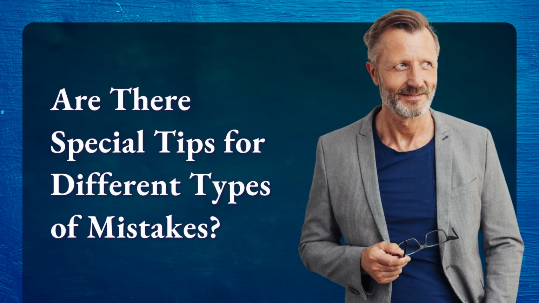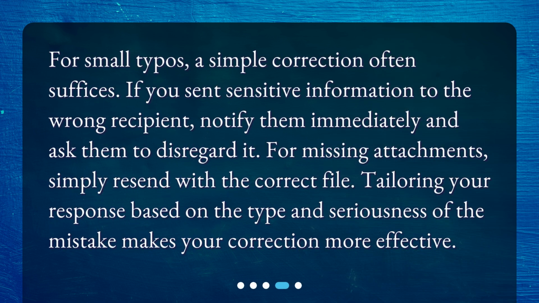Are there special tips for different types of mistakes? For small typos, a simple correction often suffices. If you sent sensitive information to the wrong recipient, notify them immediately and ask them to disregard it. For missing attachments, simply resend with the correct file. Tailoring your response based on the type and seriousness of the mistake makes your correction more effective.